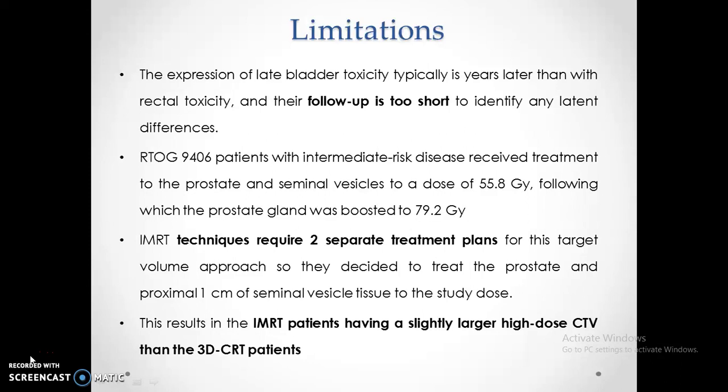The limitation of this study is that the expression of late bladder toxicity cannot be fully recognized because the follow-up is too short. RTOG 9406 patients with intermediate risk disease received treatment to the prostate and seminal vesicles to a dose of 55.8 gray, following which the prostate gland was boosted to 79.2 gray. IMRT techniques require two separate treatment plans for this target volume approach, so they decided to treat the prostate and proximal 1 cm of seminal vesicle tissue to the study dose. This results in the IMRT patients having a slightly larger high-dose CTV than the 3DCRT patients.